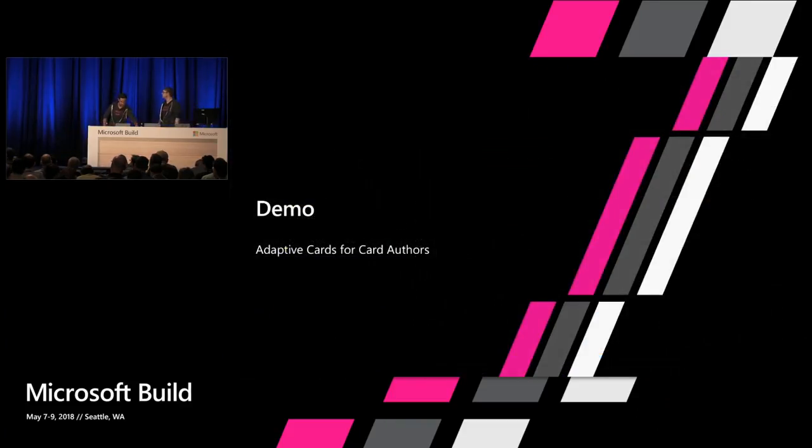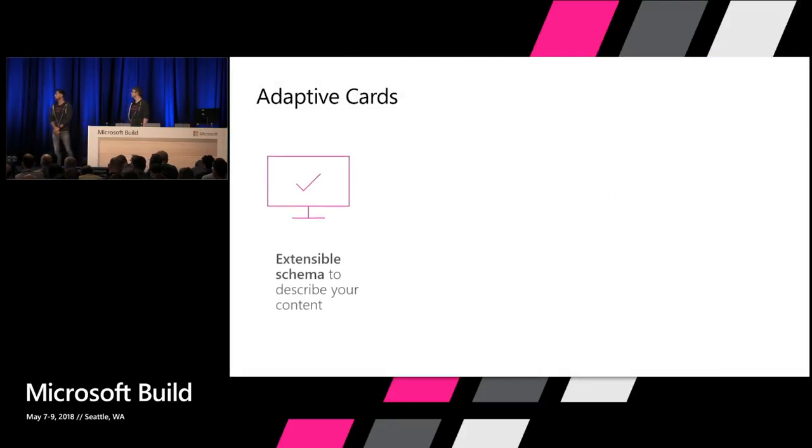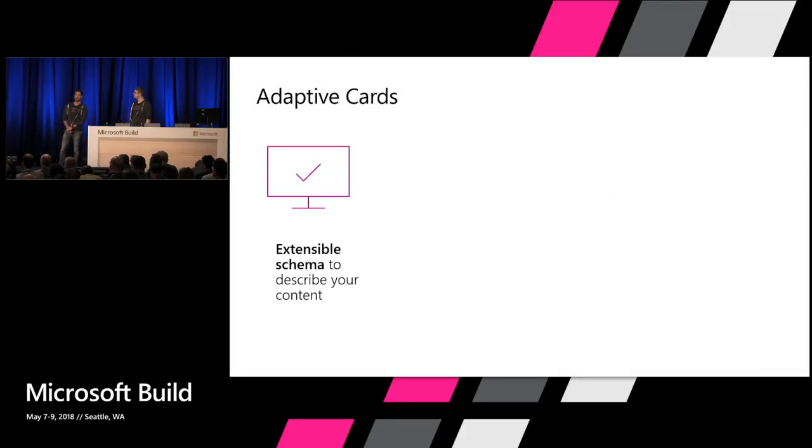Head back to slides. So that was a lap around adaptive cards for card authors. All of us creating content, the Davids of the world, the Scuba people of the world, creating content. Plenty of tools already, and we're just getting started. So a quick summary. Adaptive cards, the schema, is really this extensible schema that lets you describe your content in the way that makes sense to you.